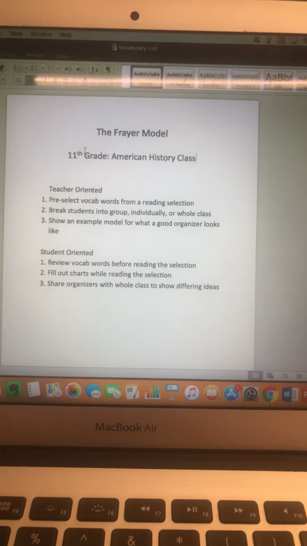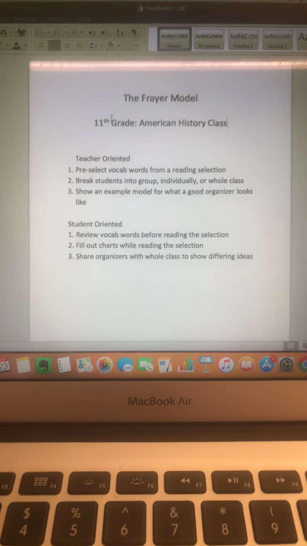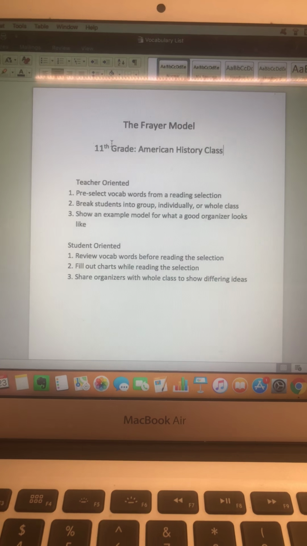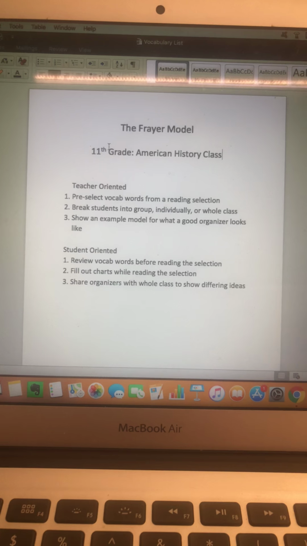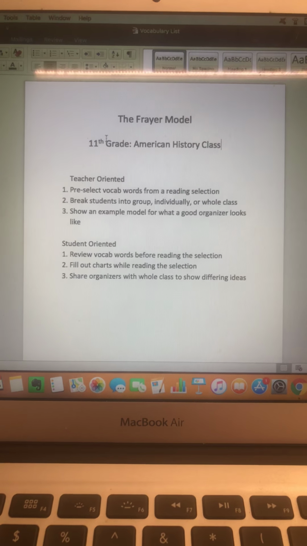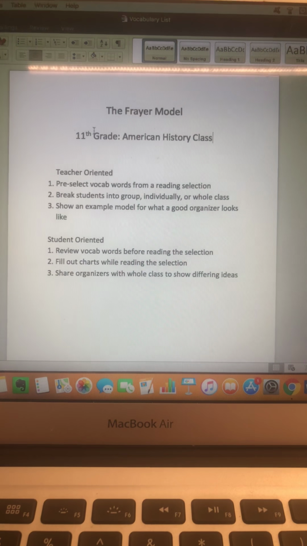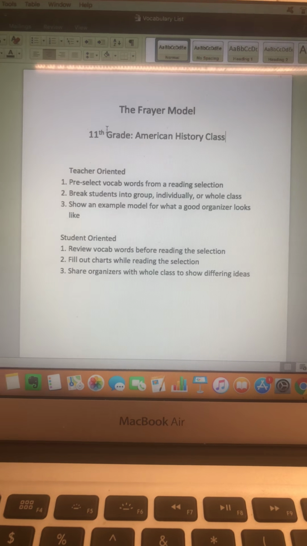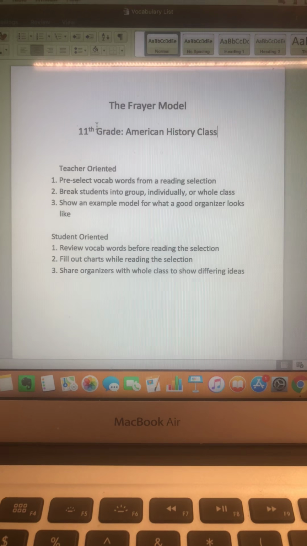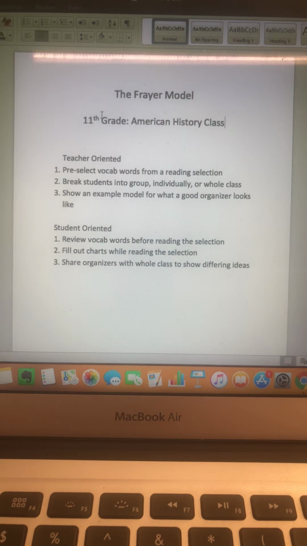So now to explain the model, we as teachers first need to pre-select vocab words from the reading selection that we are giving to our students. We will then need to break students into either small groups, individually, or doing this as an entire class. Then, we will need to show them an example of what a good organizer looks like. This way, there aren't any misconceptions about how to fill out the graphic organizer, and they know what kind of material that we as teachers expect from them.